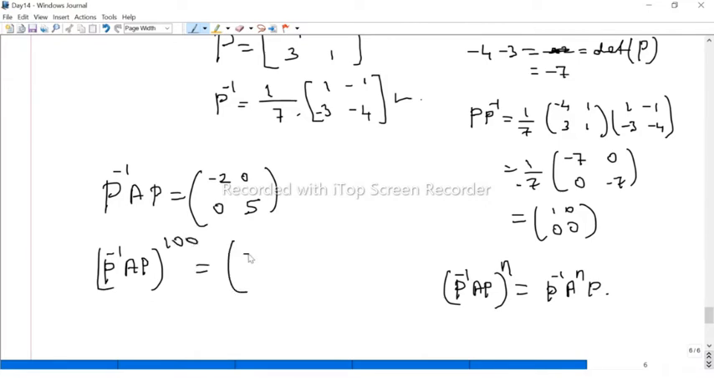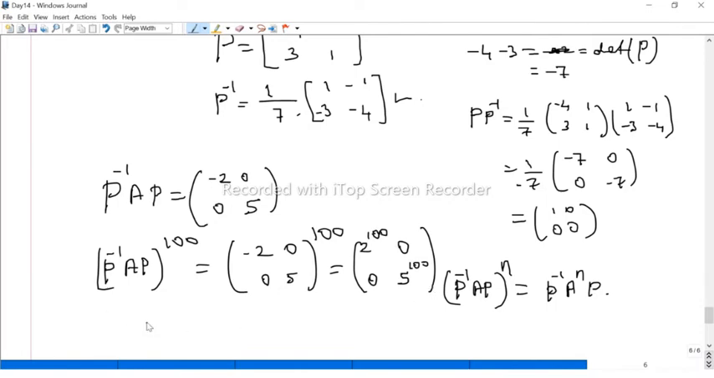is nothing but the diagonal matrix with minus 2 and 5 raised to the power 100. For a diagonal matrix, you just raise the power 100 to each diagonal element. That is trivial. Therefore minus 2 to the power 100, since the exponent is even, we get just 2 to the power 100 here. This is 0 and this is 0. Here we get 5 to the power 100. So this is (P inverse A P) to the power 100.